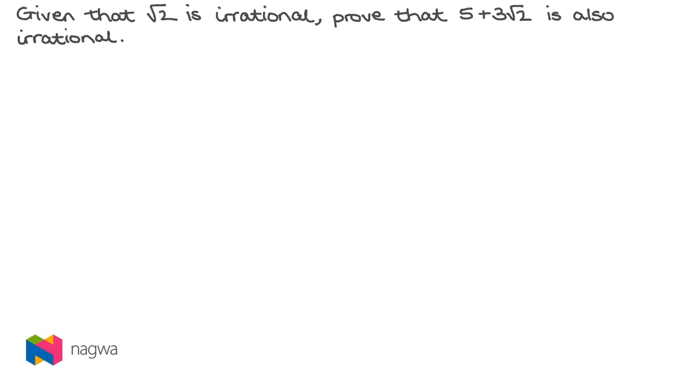Given that root 2 is irrational, prove that 5 plus 3 root 2 is also irrational. Now, to begin with, let's just clarify what is meant by that term irrational.